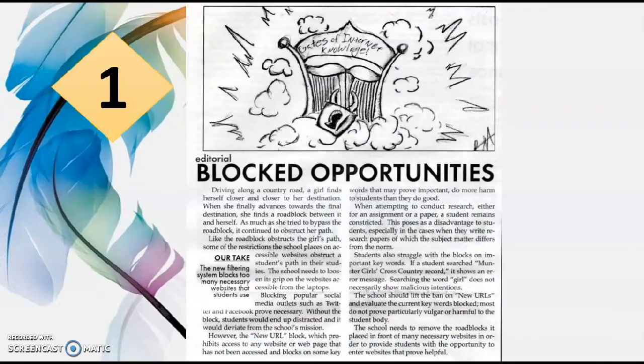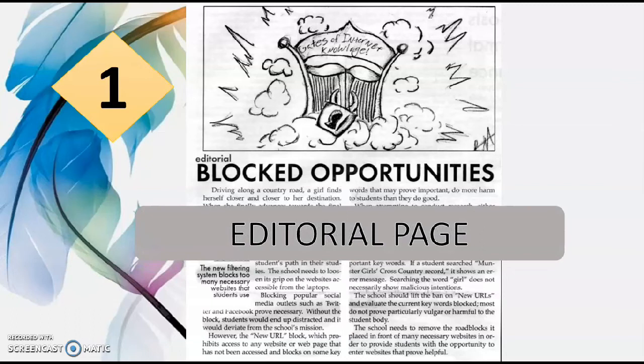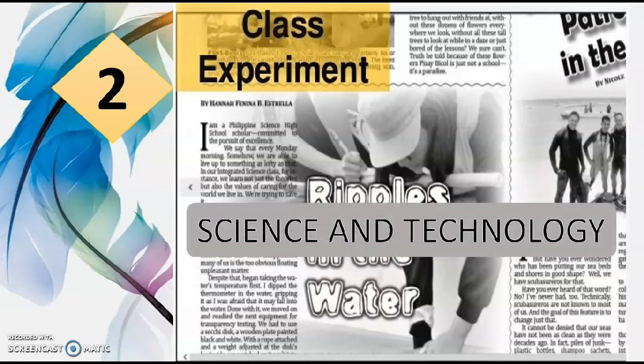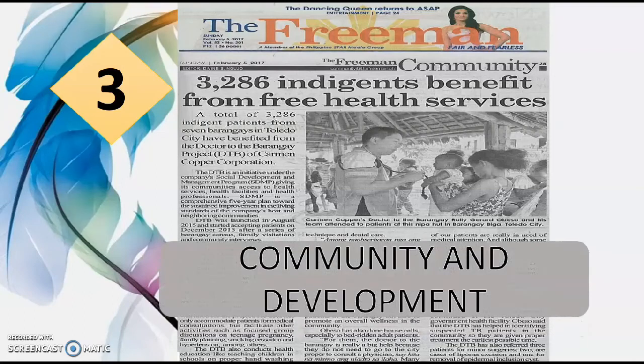Time is up! Let's check your answers if you have identified them all correctly. Let's have number 1. The picture is showing an article belonging to the editorial page. Number 2. The article belongs to Science and Technology page. Number 3. The article can be found in Community and Development page.